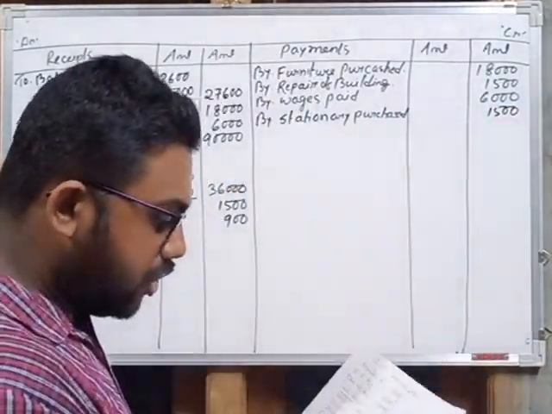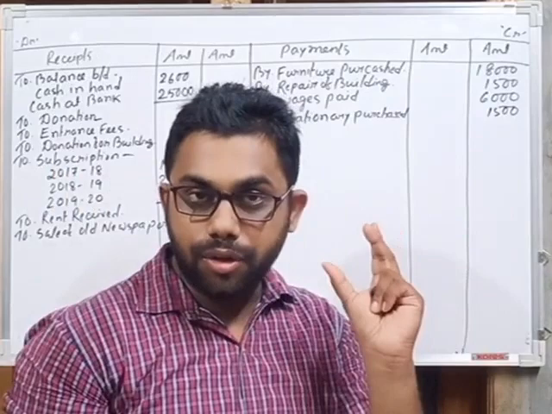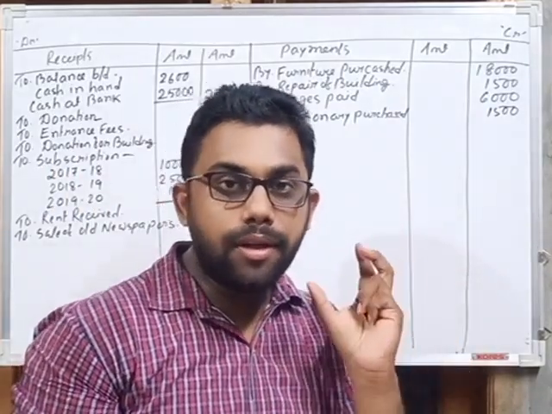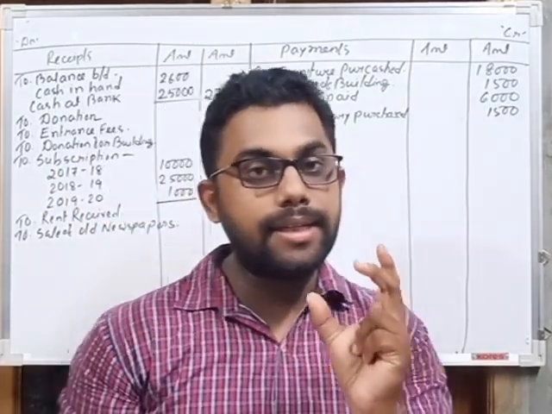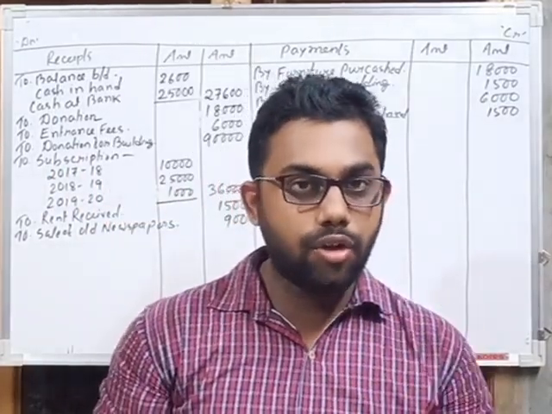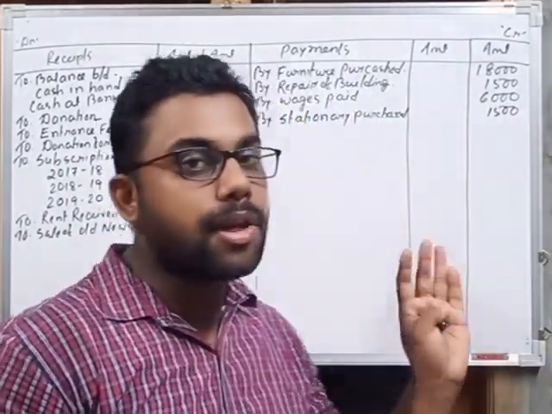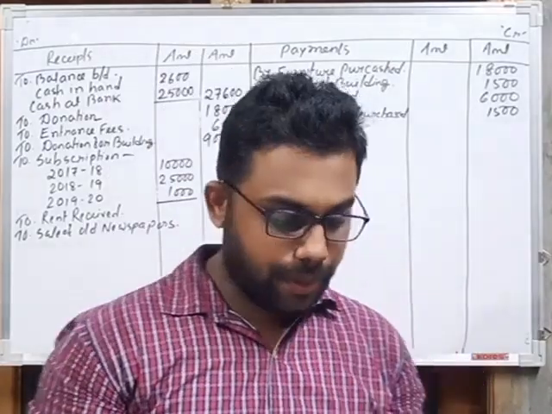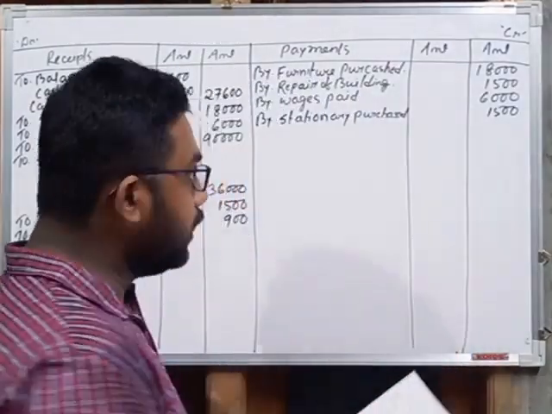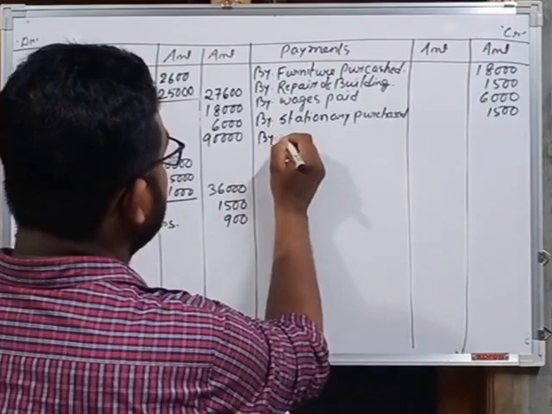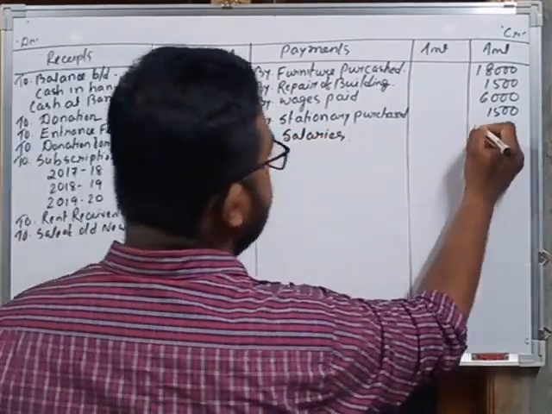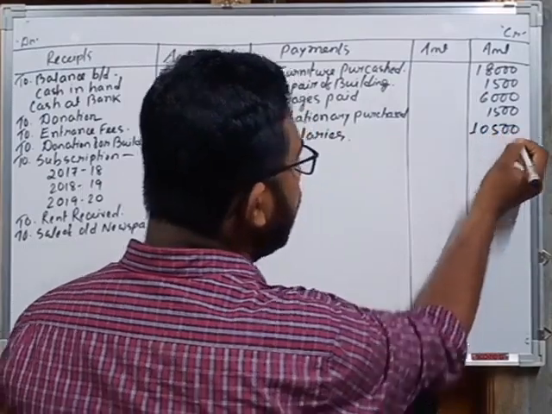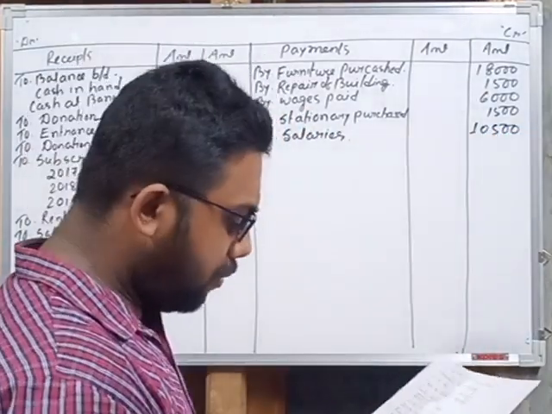Next, depreciation on furniture. Here the term depreciation, we immediately find that it is not a cash expenditure, it is a non-cash expenditure, but receipt and payment account does not include any non-cash expenditure. Salaries paid for the year, by salaries. Now what is the amount? 10,500. You can write salaries paid for the year, no problem.